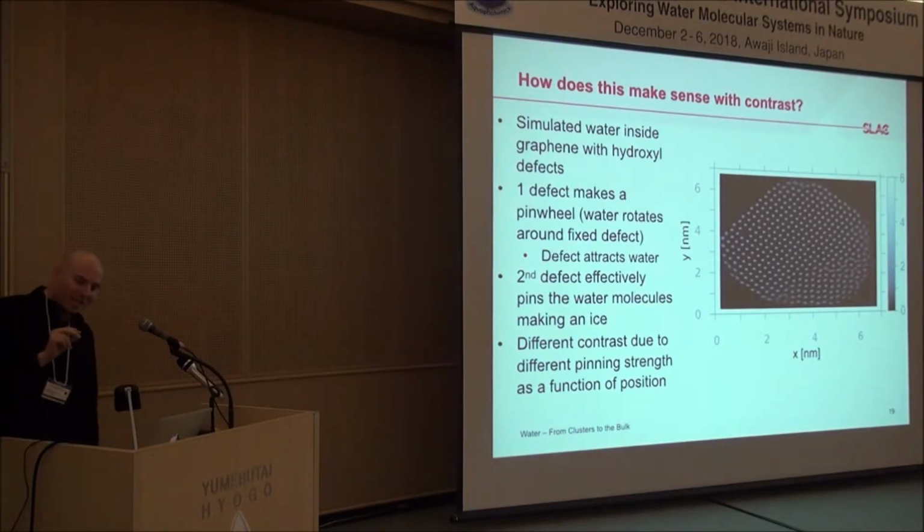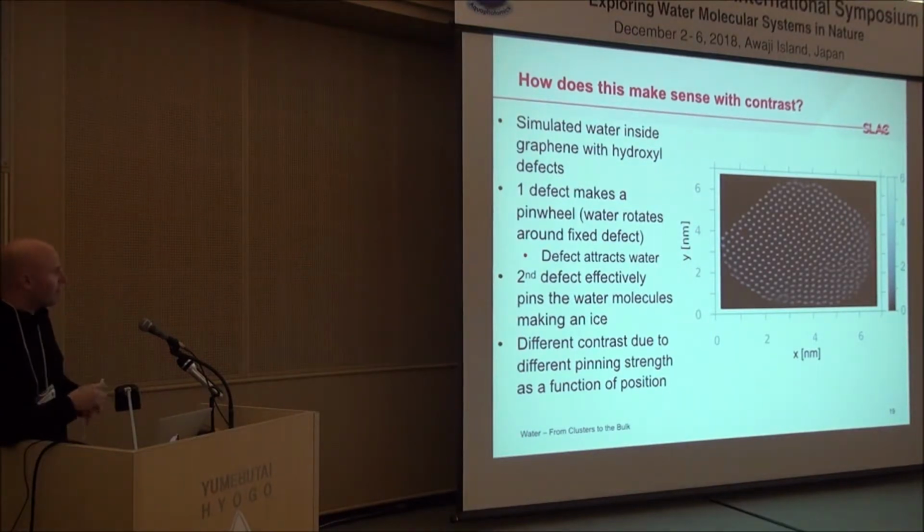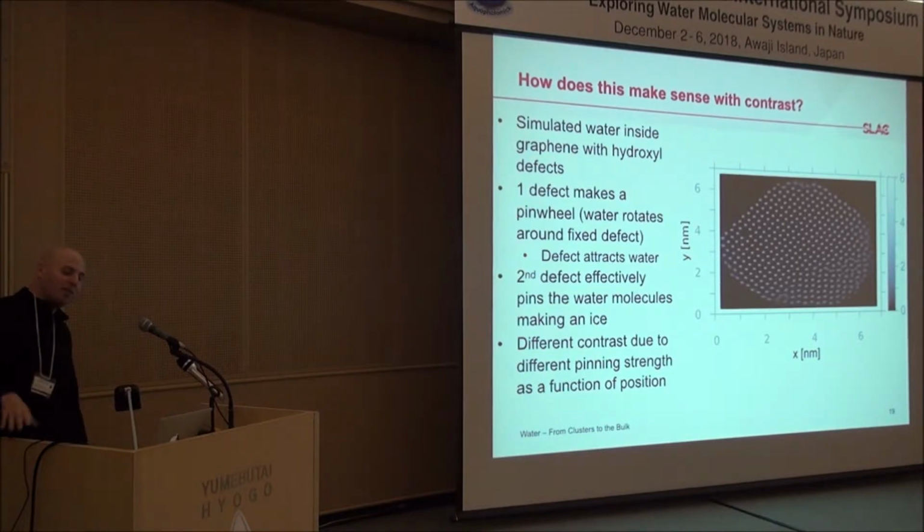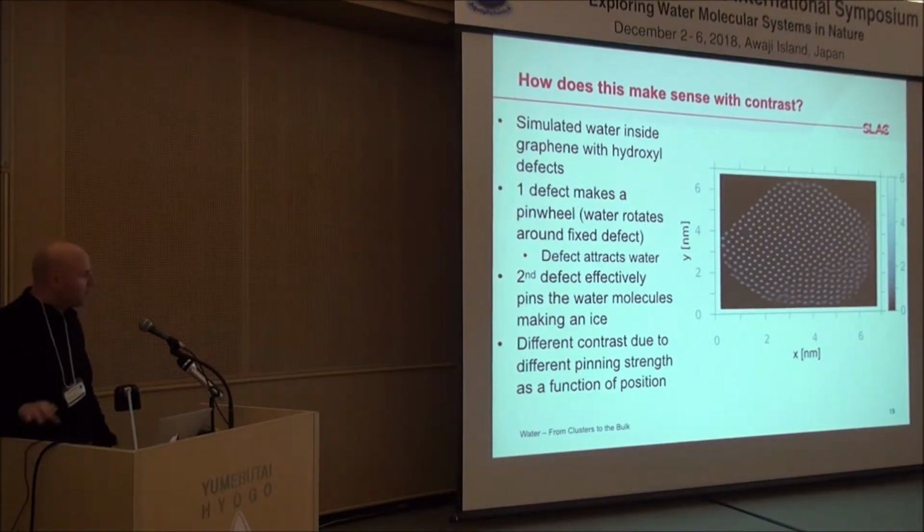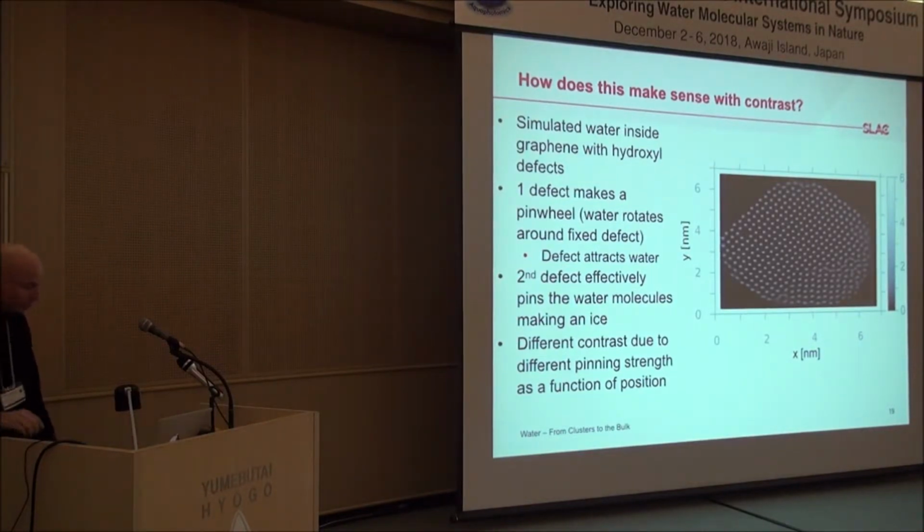If you add a second defect into your graphene, and you have 2 hydrogens, you actually get nice pinning. And then your stability varies depending basically on how well it's stuck. So the contrast difference they were seeing is due primarily not to multilayers, but rather due to these binding functions.